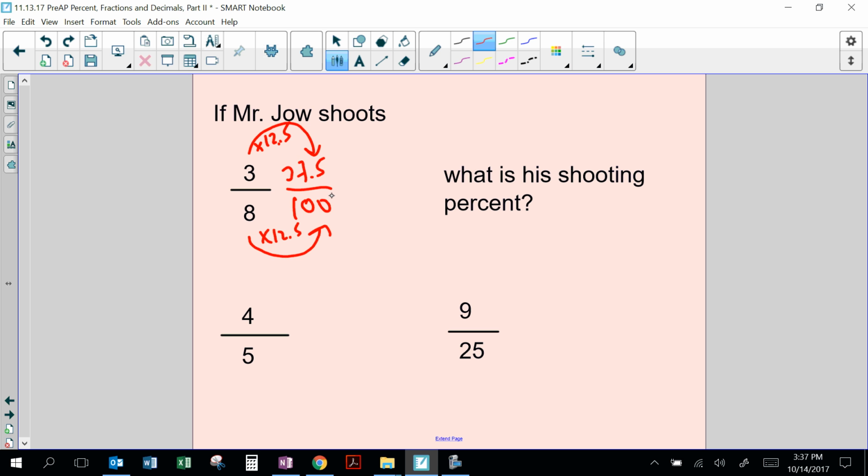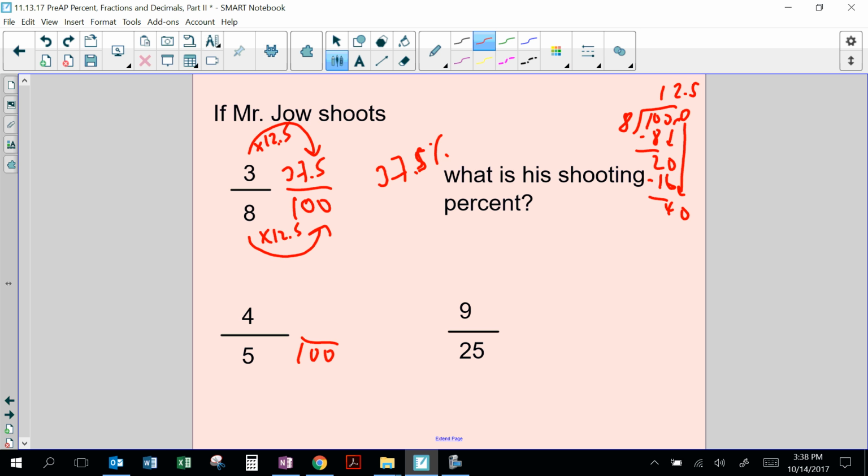And so what percent is this? Again, a percent is anything per 100. So my shooting percent would be 37.5%, because the scale factor is times 12.5. How did I get that? How many 8s go into 100? It goes in 1 time. 2, bring down the 0. 8 goes in 2 times. And another 0. 8 goes in 5 times. So 12.5 is the scale factor.